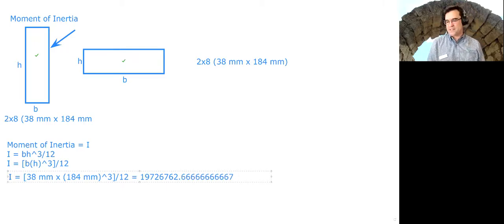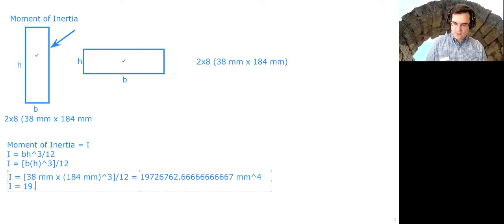Okay, it keeps going. 6666666. And the units are millimeters to the power of 4. Okay. Now you can see this is a huge number in millimeters, right? It's 19,726,762.6 periodical. So typically when it comes to moment of inertia in metric units, you actually express it using scientific notation. So it's a number times 10 to the power 6.